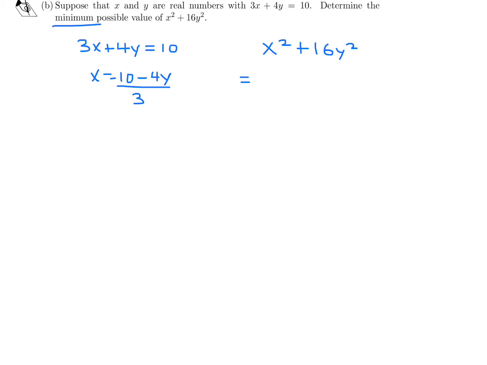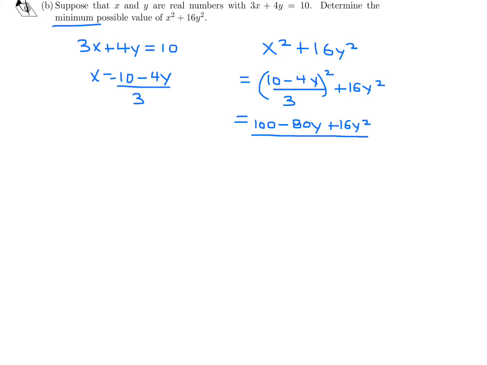But first, let's make our substitution. (10 minus 4y) over 3, squared, plus 16y squared. So this is going to be (100 minus 80y plus 16y squared), all over 9, because we have to square that. And then let's put this all over one fraction. So if I'm going to put that over 9, I'm going to have to multiply 16 by 9 to make it 144.